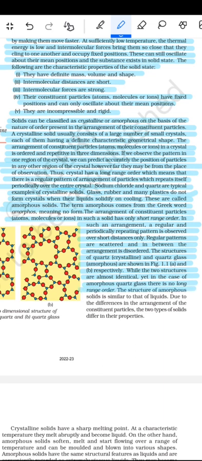The structure of an amorphous solid is similar to that of a liquid, due to the difference in the arrangement of the constituent particles. The two types of solids differ in their properties.